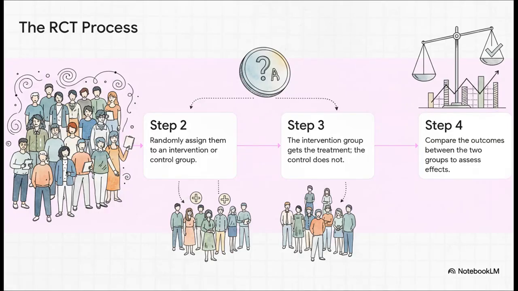And the process itself is so beautifully simple and logical. You start with a group of people who are part of the study. Then you get to the most important step. You randomly assign them into 2 different groups. It's literally like flipping a coin for every single person. One group gets the new treatment, and the other group gets a placebo, or maybe the old standard treatment. And then at the end, you just compare the results from both groups. That's how you see the real effect.